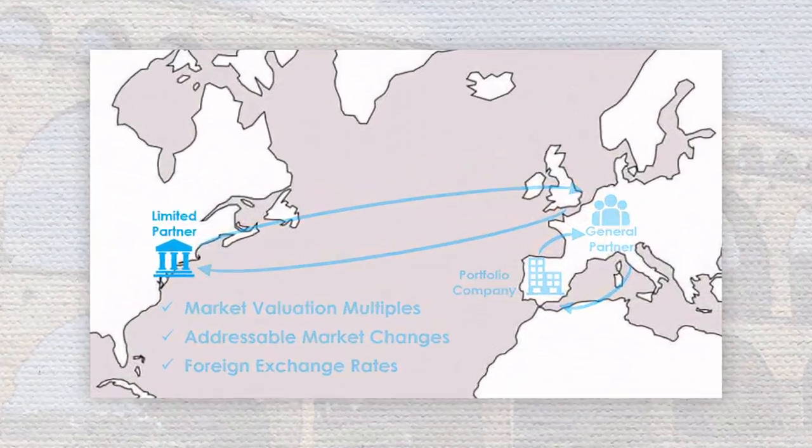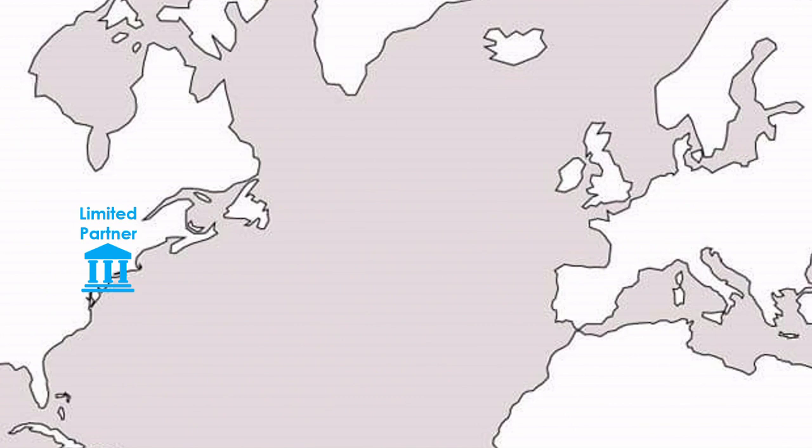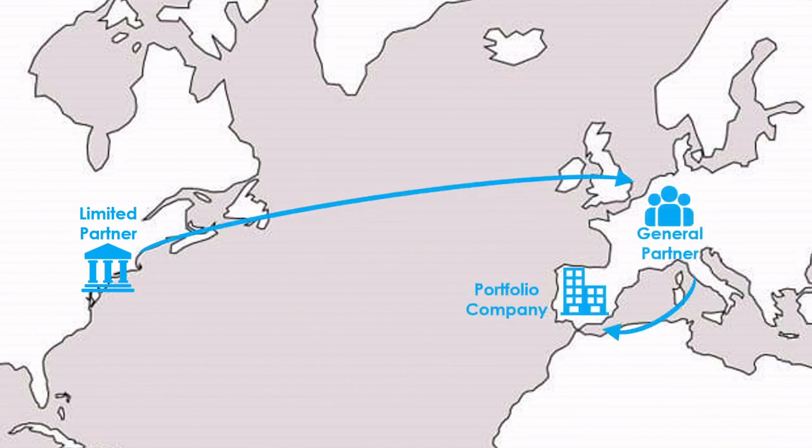Let's say that the limited partner is a public pension in the US. They invest in a fund manager who is based in Europe, and the GP acquires a company that operates in Spain. So capital first goes from USD to Euro and then into the company, and when the business is sold, the capital makes the return trip.